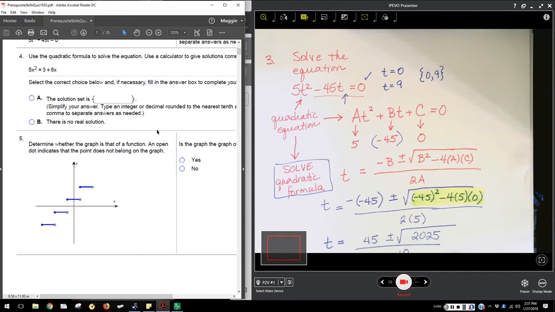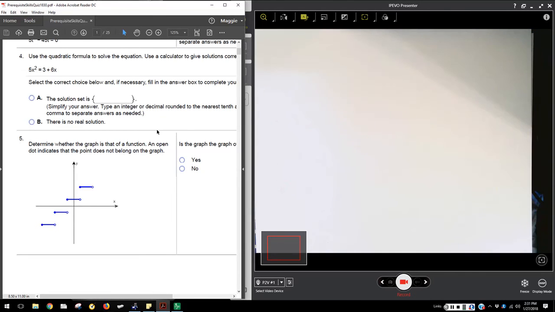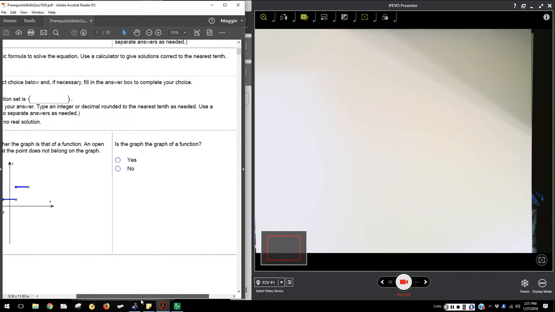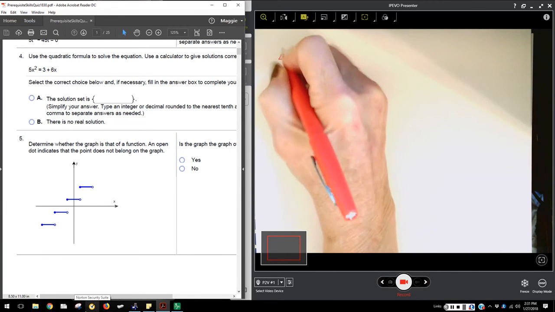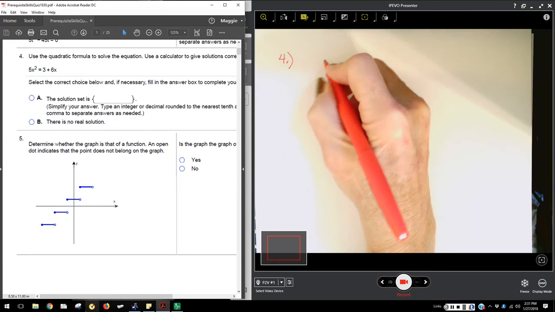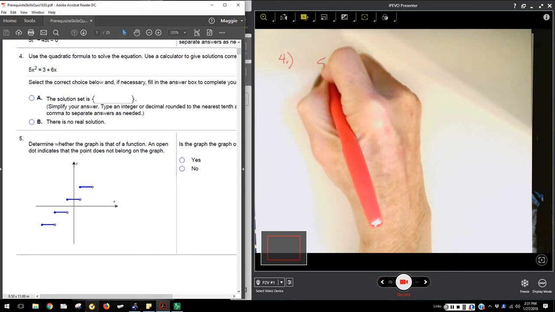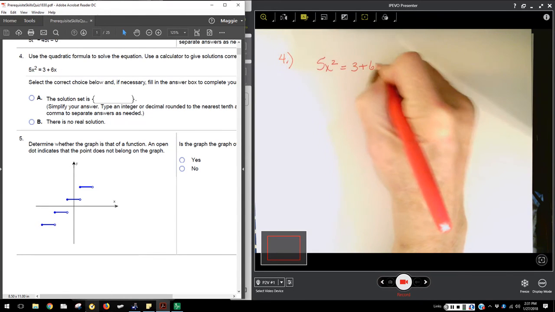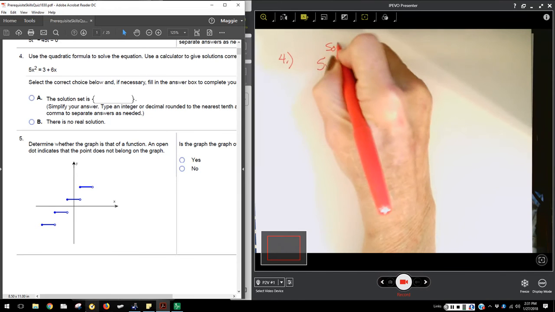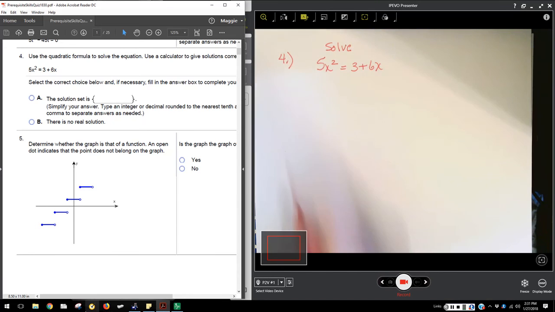Question number 4 is actually explicit that they want us to use the quadratic formula. It says use the quadratic formula to solve this equation and use a calculator to give solutions correct to the nearest tenth. So what we're going to do in problem number 4 is we're going to solve 5x squared equals 3 plus 6x. And they told us specifically to use the quadratic formula.